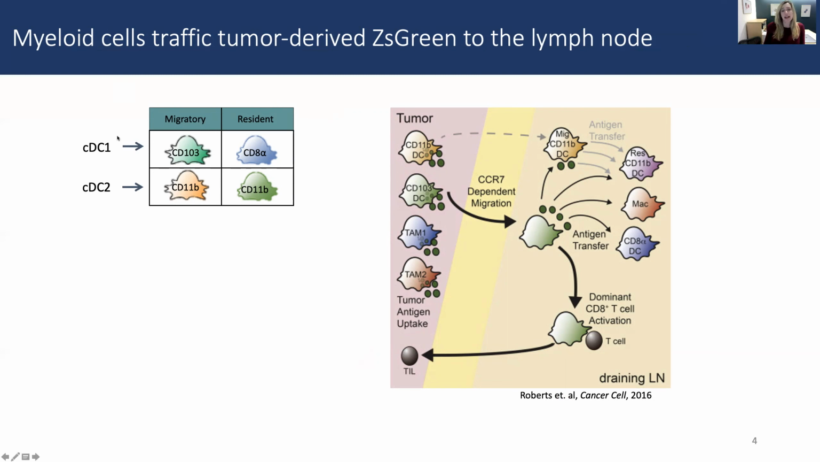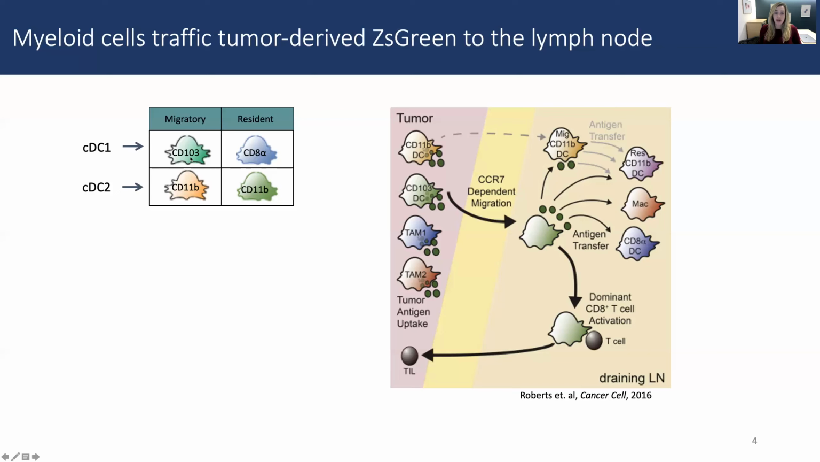I'm specifically looking at conventional dendritic cells. These conventional DCs can be divided into cDC1 and cDC2 subsets, where in a simplistic view, you can think of cDC1s as driving CD8 positive T cell responses. They are specialized at cross-presenting antigen on MHC1 molecules, whereas cDC2s are thought of as the canonical drivers of CD4 T cell responses. When we go into the lymph node, things get more complicated in that cDC1s and cDC2s have migratory and resident subsets, where migratory cDC1s are marked by CD103 and migratory cDC2s by CD11b.